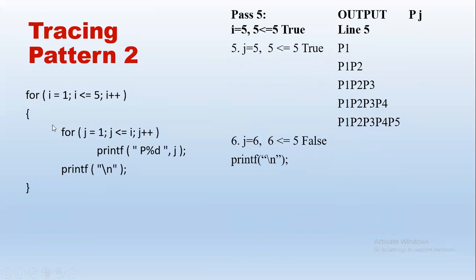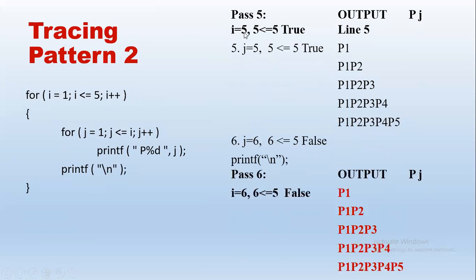Now \n, and then increment I, which was 5. It now becomes 6. So 6 less than or equal to 5. Condition is false. So the output is as shown. So this is the required pattern. So let us see a quick program execution.